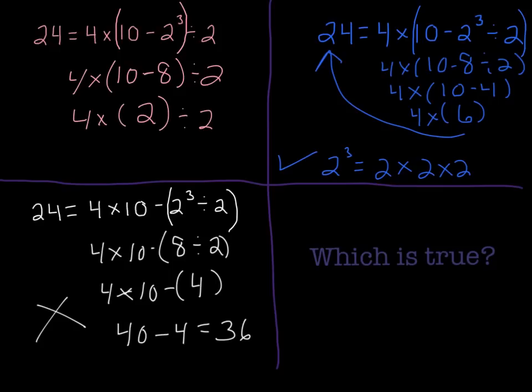Now we're going to just work on PEMDAS. We have multiplication and division, so we have to work it left to right. 4 times 2 would give us 8. And then 8 divided by 2 would give us 4. And we know that 24 is not equal to 4. Therefore, that is why the one in the upper right is the correct way to have the parentheses.